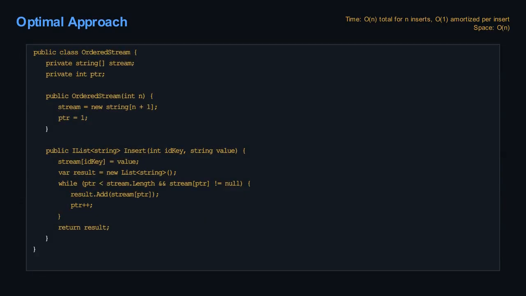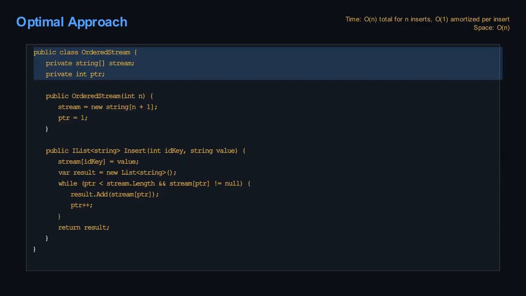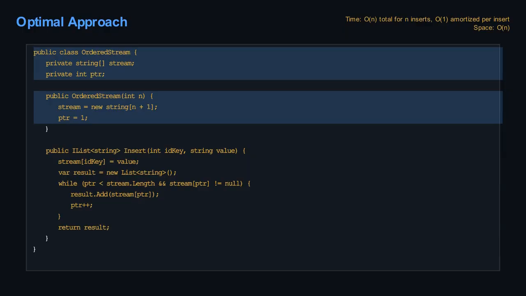The key insight for optimization is realizing that our IDs are sequential integers from 1 to n. This means we don't need a full-fledged dictionary. An array can perfectly map IDs to their values. We'll declare a string array of size n plus 1, using index 0 as a dummy. We also maintain a pointer, initialized to 1, representing the next expected ID.